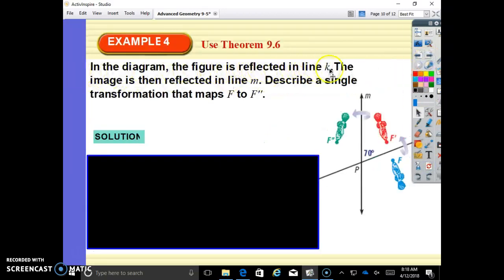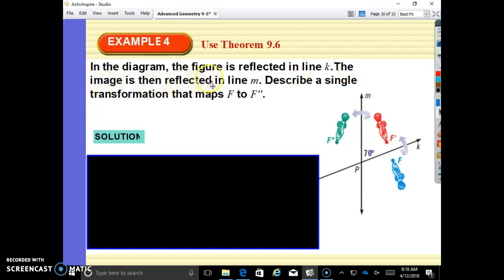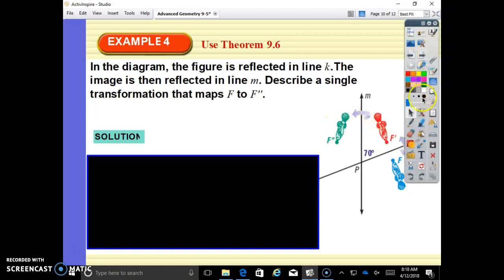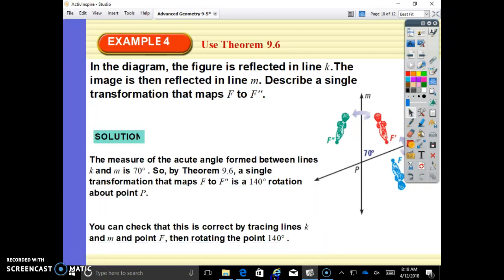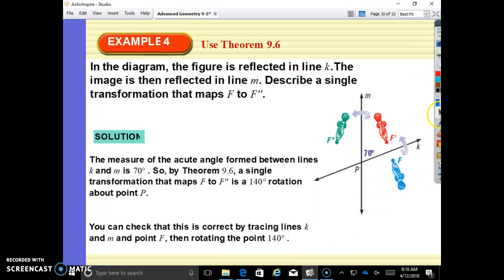In the diagram, the figure is reflected in line K. The image is then reflected in line M. Describe a single transformation that maps F to F prime prime. So instead of reflect, reflect, what can I do? Rotate. How many degrees? If this is 70, you're going to double it. 140 degrees will bring it over here. Instead of reflect, reflect, you double it. 140 degree rotation about point P.